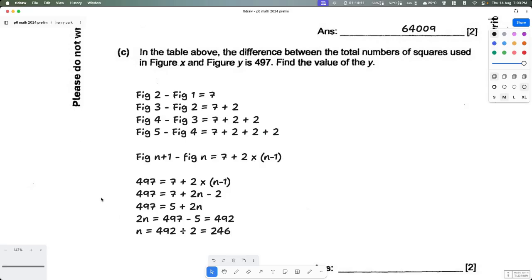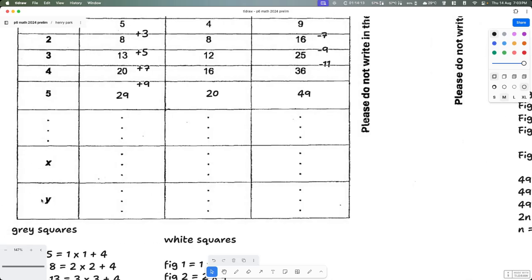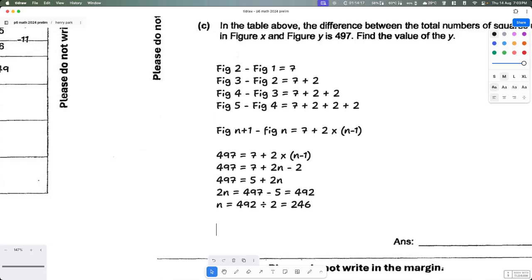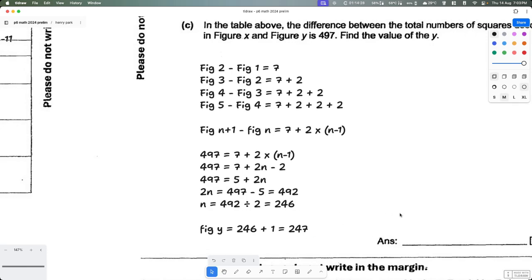Okay, so in this case, what is figure X and what is figure Y? Figure Y is the bigger number. So figure Y is equal to 246 plus 1, equal to 247. Okay, and the answer is 247.